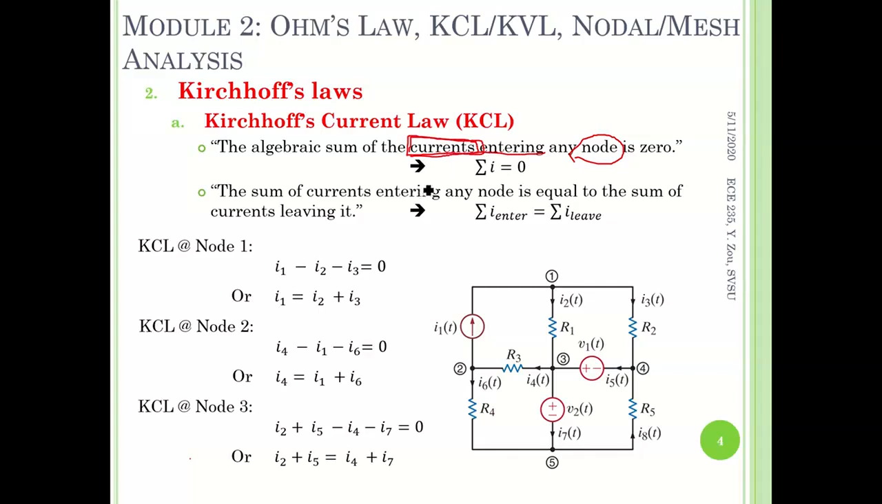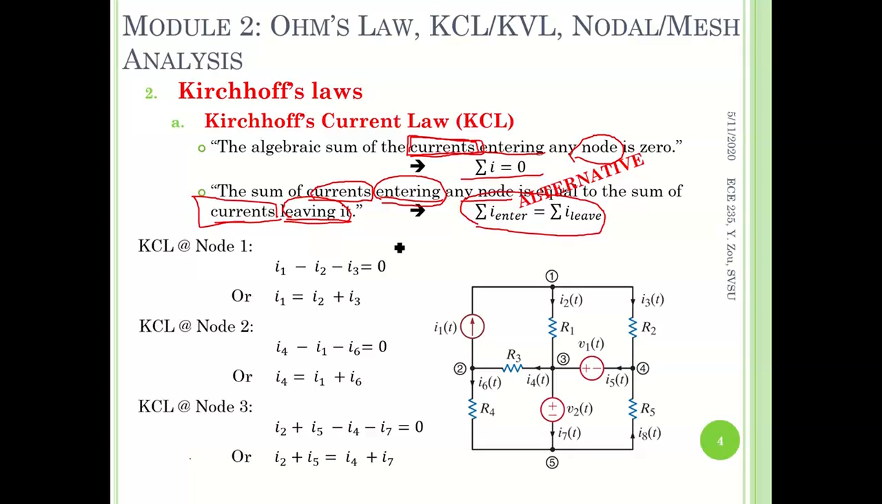And the alternative way to describe the same equation is the sum of currents entering any node is equal to the sum of currents leaving it. Be careful, the currents here have no negative sign. All of them are positive. In other words, their signs have been taken care of by identifying entering or leaving, like this. So either way to understand the same equation.